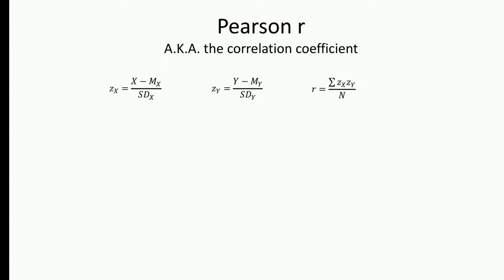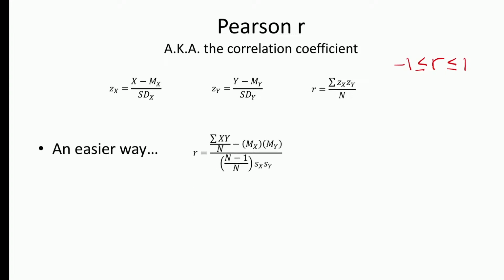One of the interesting facts about the correlation coefficient is that because we're dealing with averages, z-scores, and so forth, the correlation coefficient will never be bigger than 1. We'll get to the easier way in a minute. Correlation is always between 1 and negative 1. Never bigger than 1, never less than negative 1. Always between 1 and negative 1. So an easier way, we'll talk about how to interpret this.